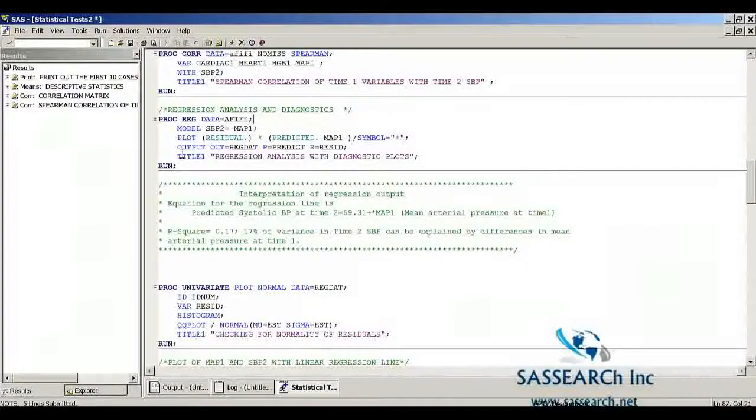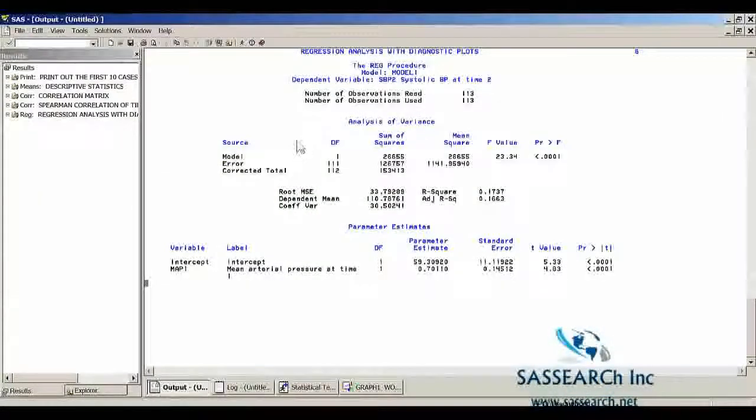And then I'm also creating an output data set called regdat, and what I'm outputting are my predicted values and my residual values. So let's take a look at what happens when we run this code here. So here is the output that comes from PROC REG.